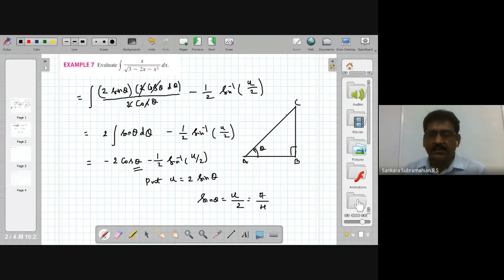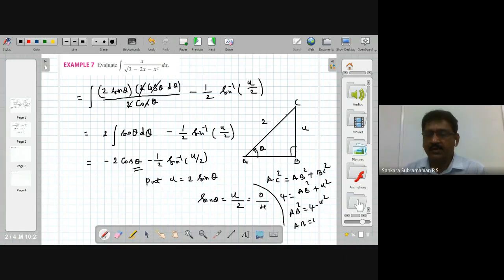This is C. Opposite side of the angle theta is u, and hypotenuse is 2, and therefore I want to find AB. So I know AC square is nothing but AB square plus BC square, and AC square is 4, equal to AB square plus BC square, which is u square. So therefore AB square is equal to 4 minus u square. So AB equal to square root of 4 minus u square.